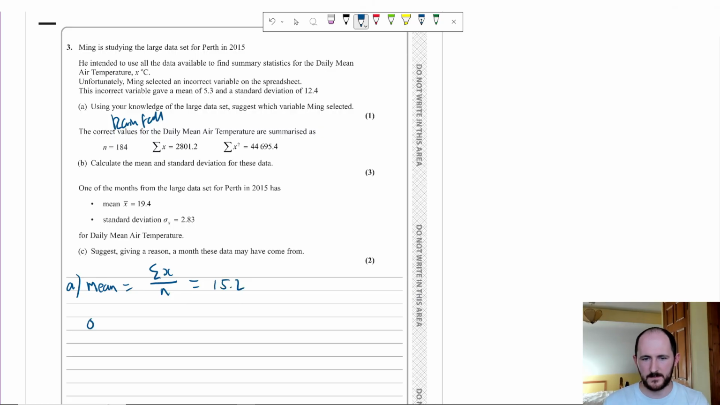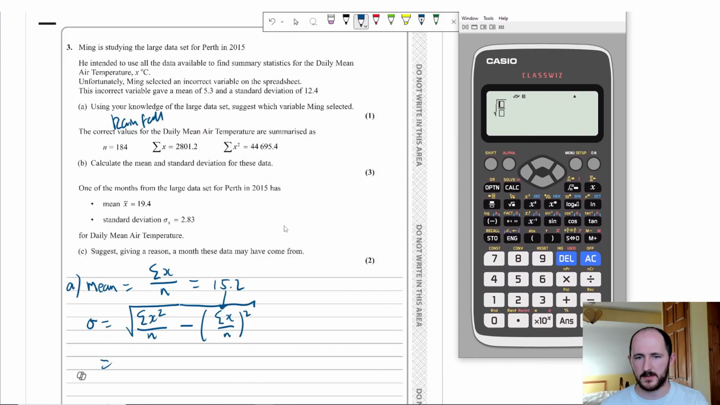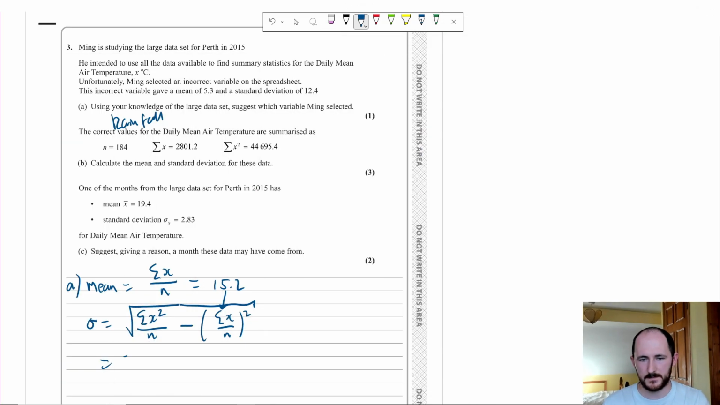And the standard deviation, you do get a formula for the standard deviation, but whether or not it's useful to you is another story entirely. But it's the sum of x squared over n minus basically what we just worked out, the sum of x over n all squared, which if you notice is literally just the 15.2. So I'm going to absolutely use the answer button because I'm lazy. But again, lazy is good. So we have 44695.4 over n, which is 184, minus then the answer button squared. Gives me 3.34, let's call it. There you go, for 3 marks.